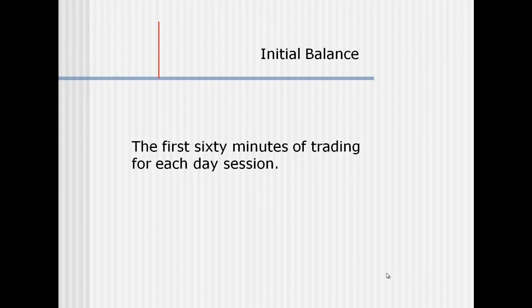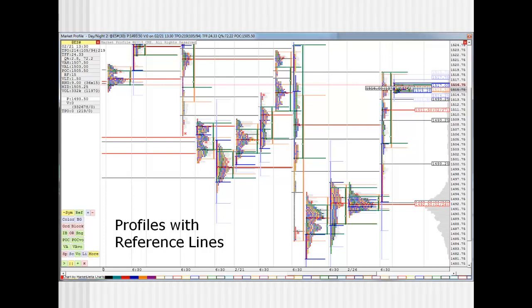All right, so now that we've defined the initial balance, we can take a look together at some profiles with some initial balances on them. Well, on this chart, we have a bunch of different profiles, and as you can see, we have a wide variety and an assortment of initial balances.